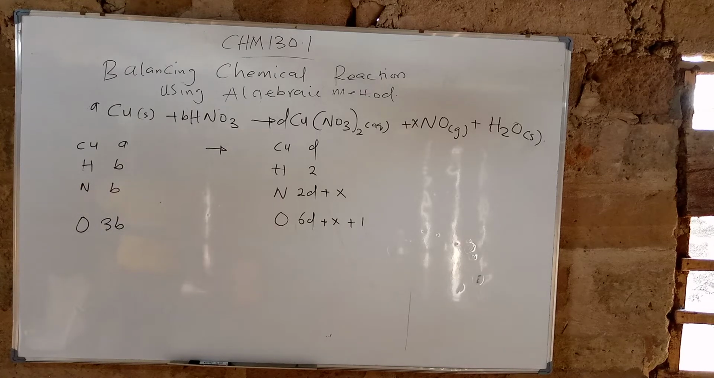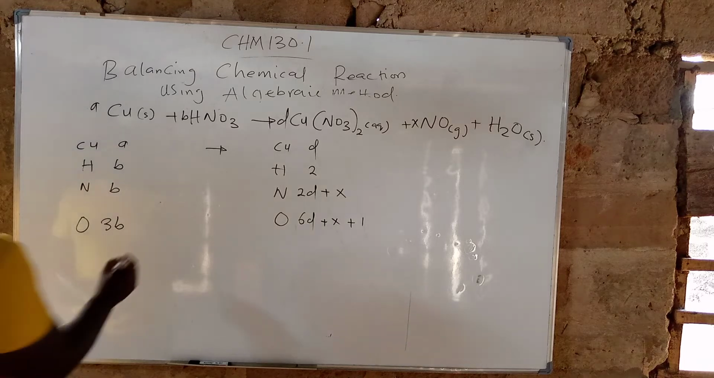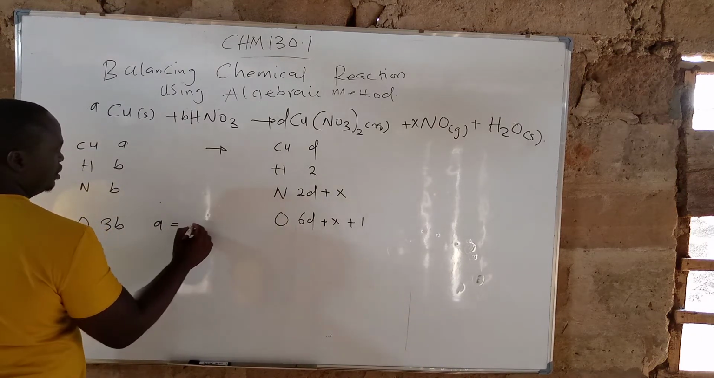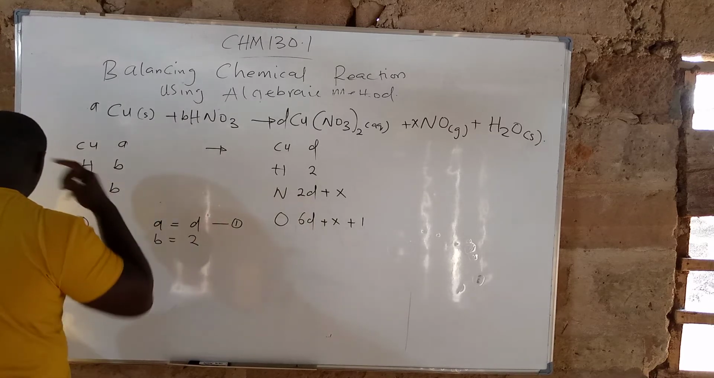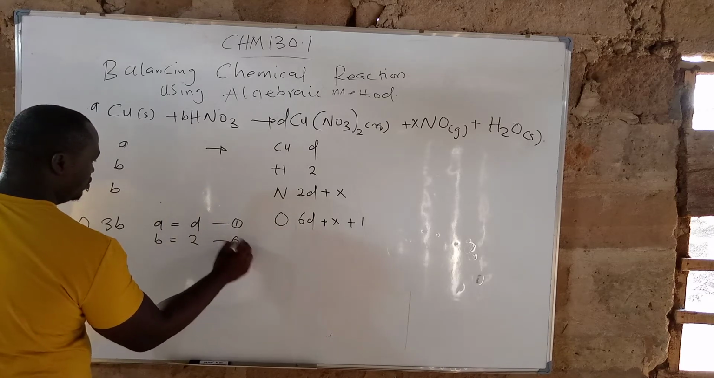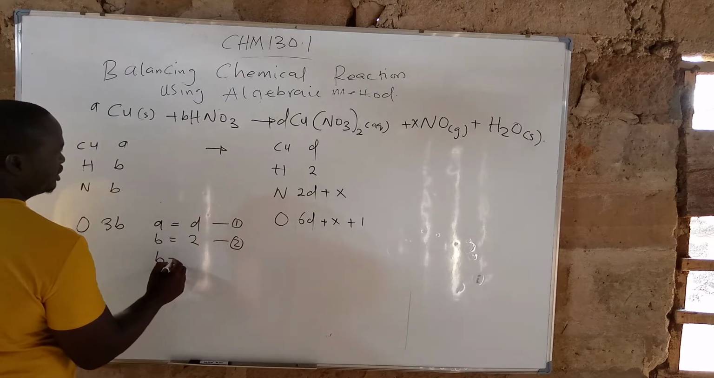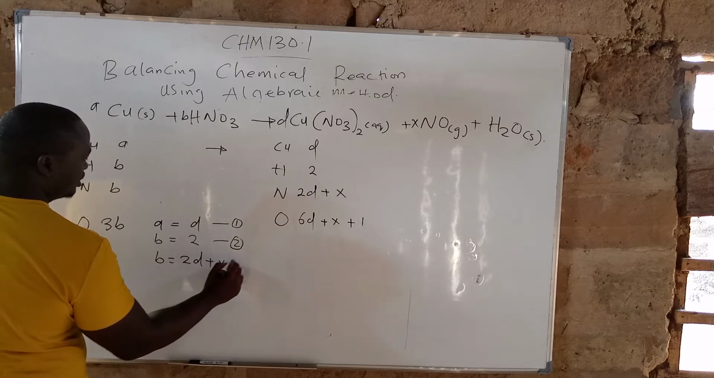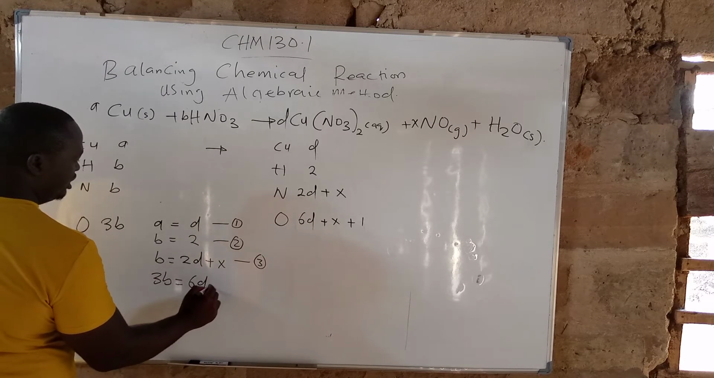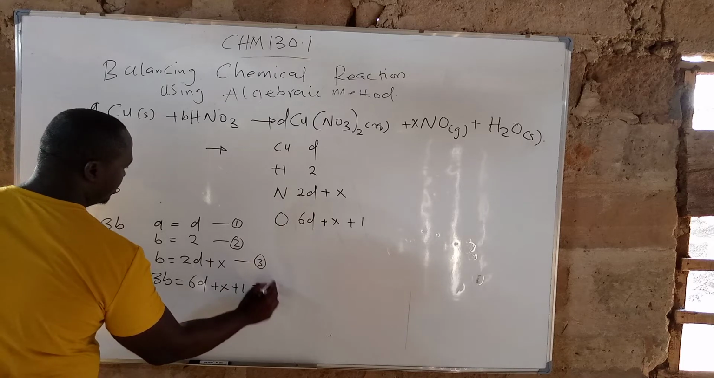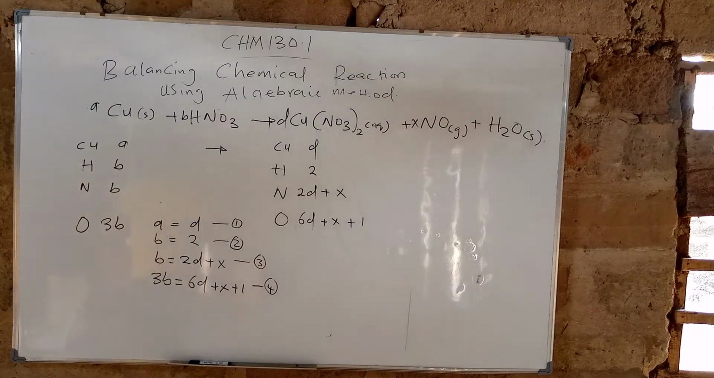So the next thing is we have to equate them, as usual. So you have that A is equal to D, equation 1, and B is equal to 2, and we call it equation 2. And then you have that the same B is equal to 2D plus X. This is equation 3. And you have that 3B is equal to 6D plus X plus 1. And this is equation 4. So we have to solve using the systems of linear equations, and the answer will flow naturally. Pause the video and solve it if you can. Pause it, please.